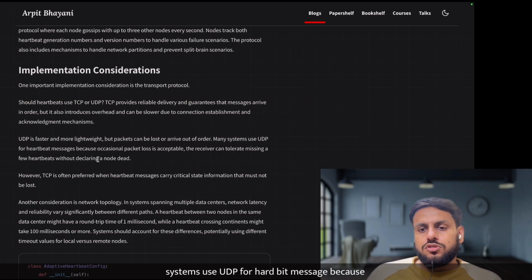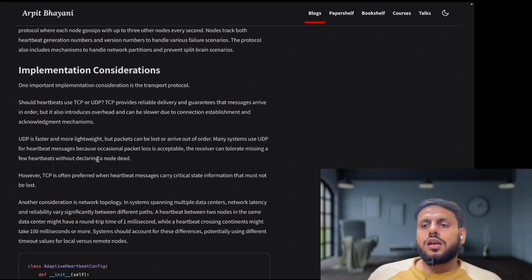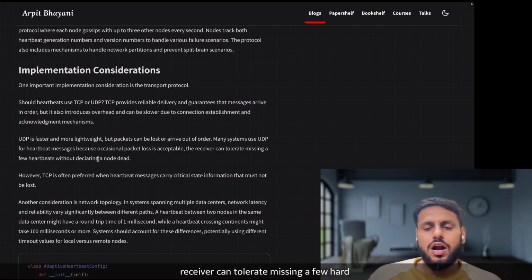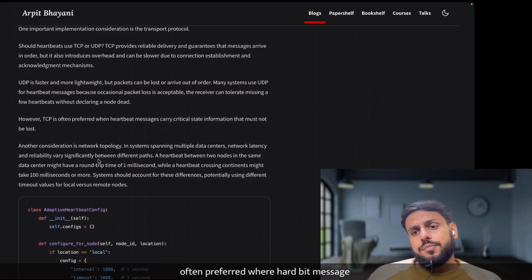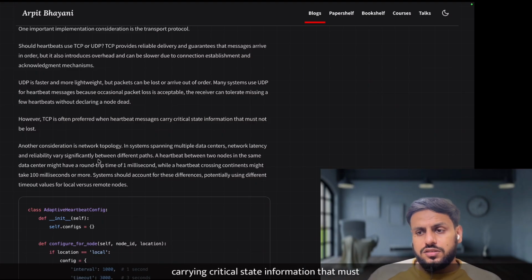So many systems use UDP for heartbeat messages because occasional packet loss is acceptable and the receiver can tolerate missing a few heartbeats without declaring a node dead. However, TCP is often preferred where heartbeat messages carry critical state information that must not be lost. So there is also a hybrid approach.